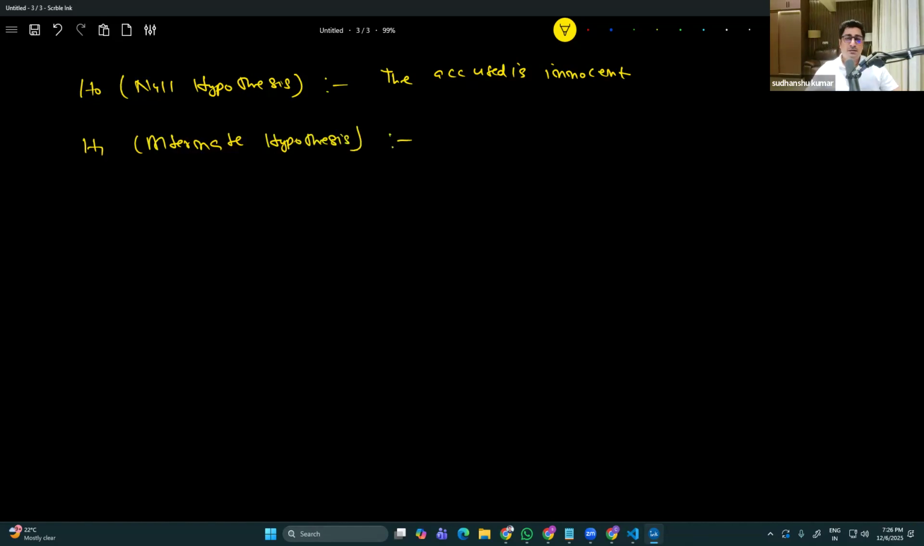So my alternate hypothesis is going to be opposite to this one. If the null is saying that the accused is innocent, then in that case I can say the accused is guilty. So either this is going to be true or this is going to be true. In any circumstances, in any situation, both of these are not going to be true. So either my H0 is going to be true or my H1 is going to be true. Either my null is going to be true or maybe my alternate is going to be true.